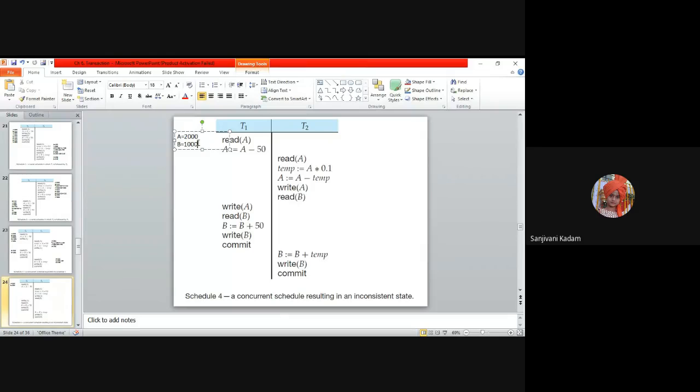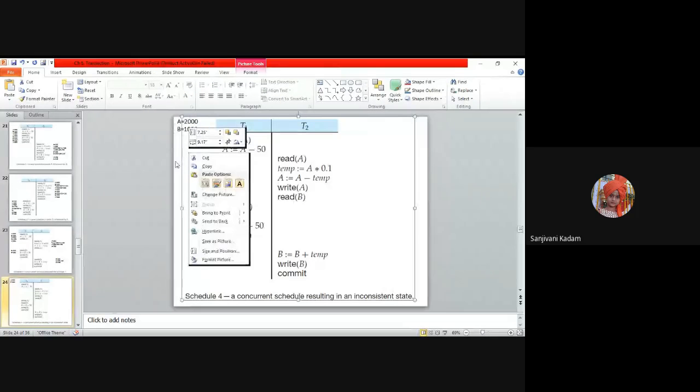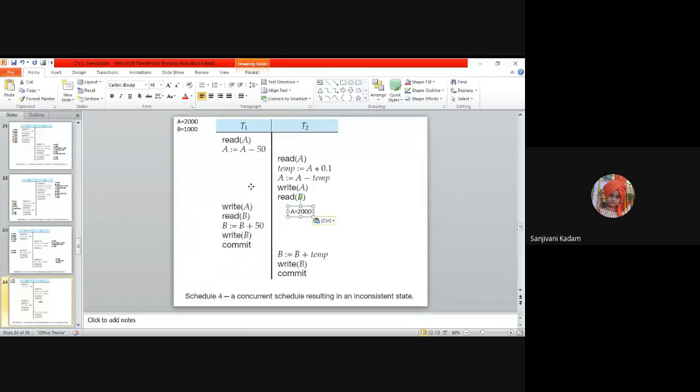Initially, whenever I'm starting with T1, these are the two values, A equal to 2000. At this point I don't have an instruction, so these are the initial values, before the start of my transaction. Whenever my transaction T1 starts, it will read the value of A, so it will read this value as 2000. Next it will perform the change A equal to A minus 50, so this will make A equal to 1950. So the update is done. After this we have the next instruction, read A.